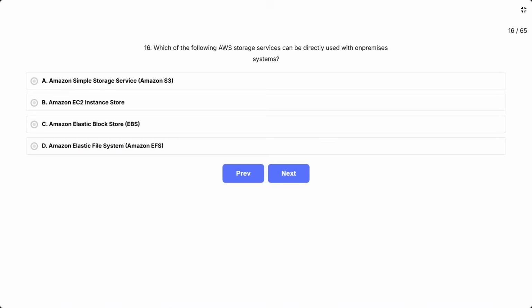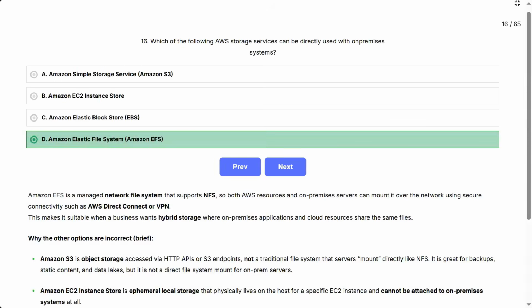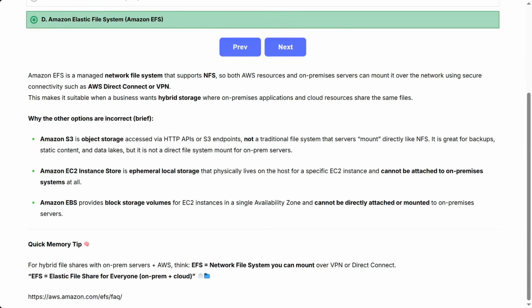The correct answer is D, Amazon Elastic File System, Amazon EFS. Amazon EFS is a managed network file system that supports NFS, so both AWS resources and on-premises servers can mount it over the network using secure connectivity such as AWS Direct Connect or VPN. This makes it suitable when a business wants hybrid storage, where on-premises applications and cloud resources share the same files.